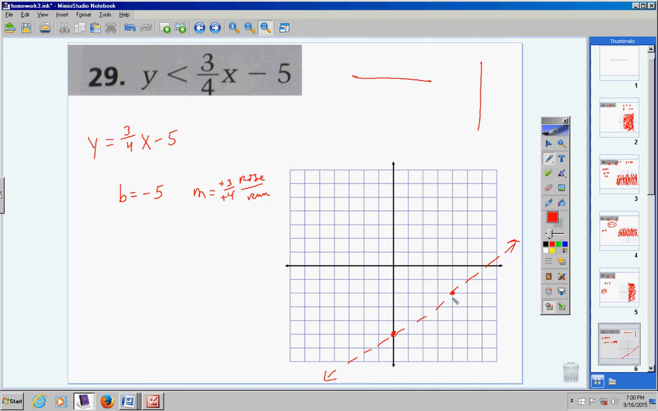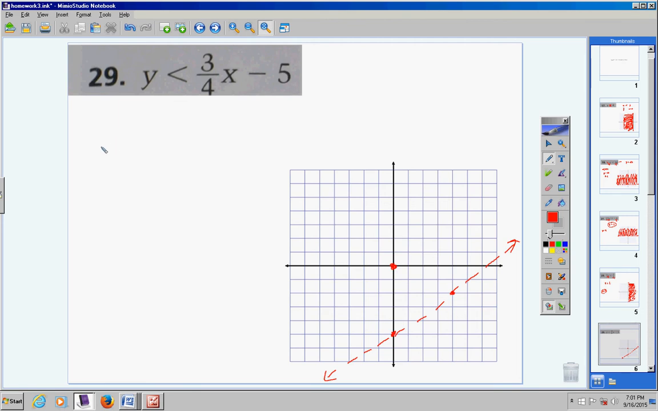However, if it's a slanted line like this one, you do have to test a point to know where to shade. So I'm going to test a point, and as I taught you in your notes, our most favorite point to test is 0, 0, whenever you can. Now, if 0, 0 falls on your line, then you cannot test that. You cannot use 0, 0. But other than that, 0, 0 is a great point to use.